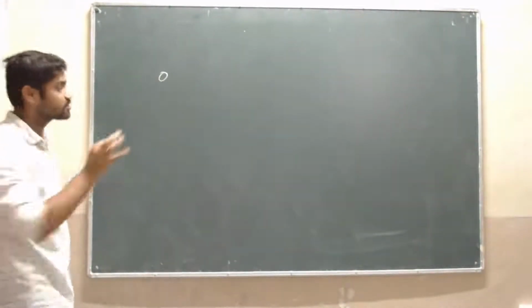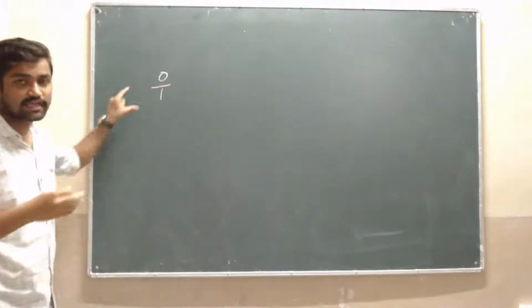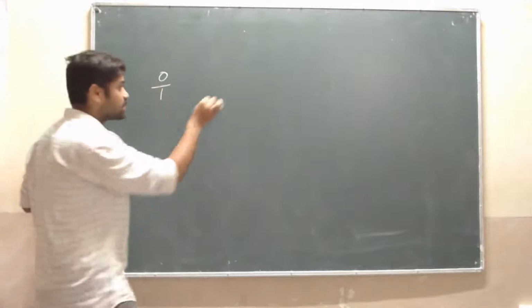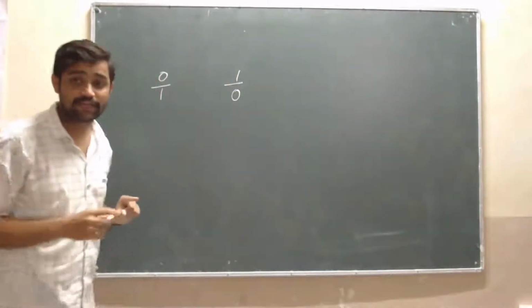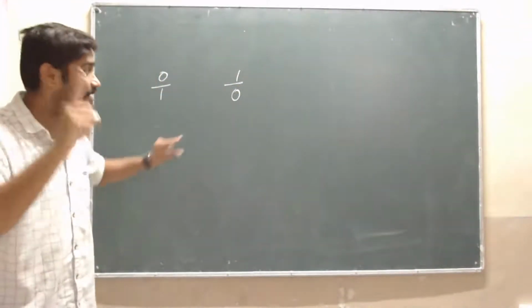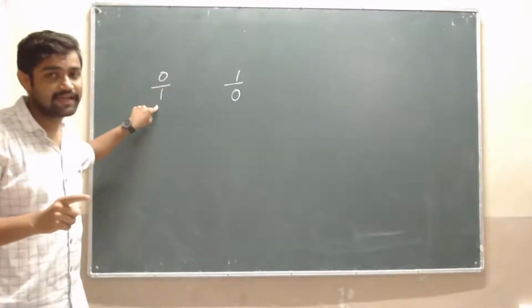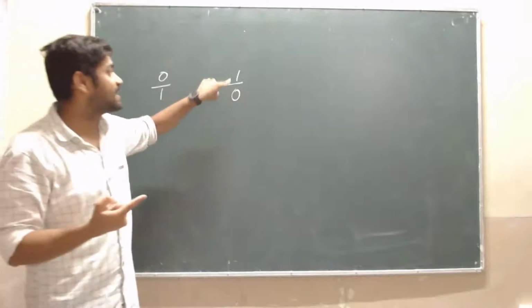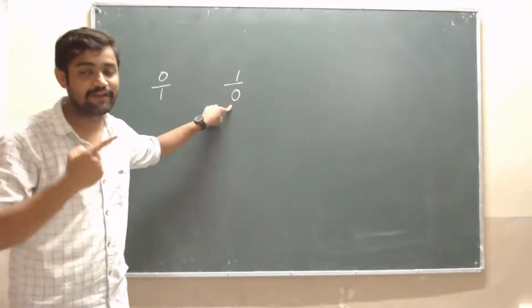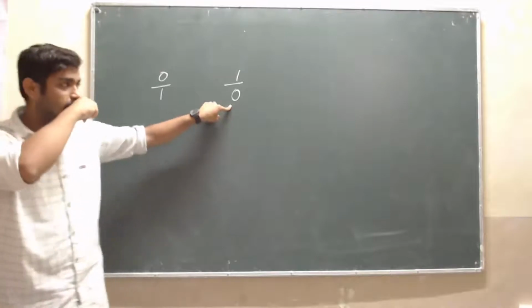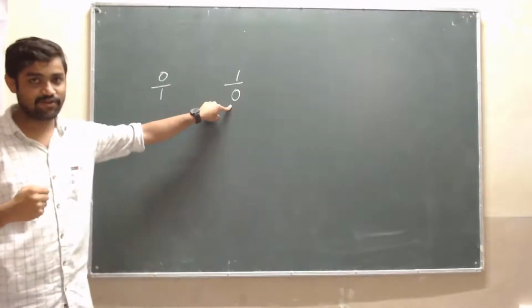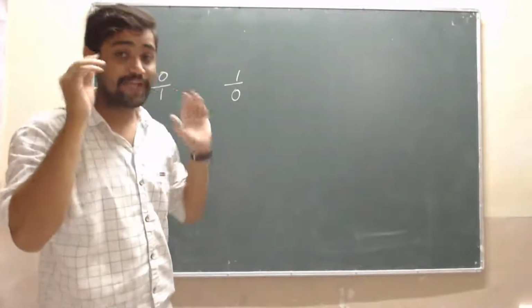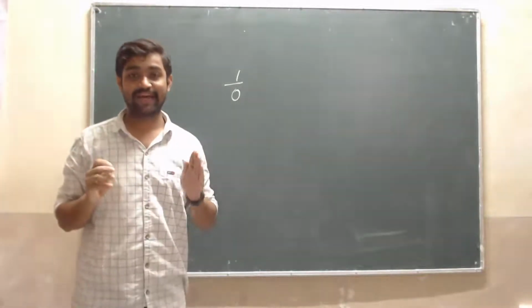See here, we can write 0 as 0 by 1. But what is the reciprocal? That is 1 by 0, sir. We can say no, we can't divide anything by 0. That is the rule we have in rational numbers. That's why 0 is the rational number which does not have the reciprocal.